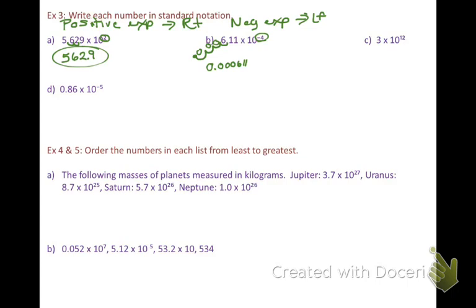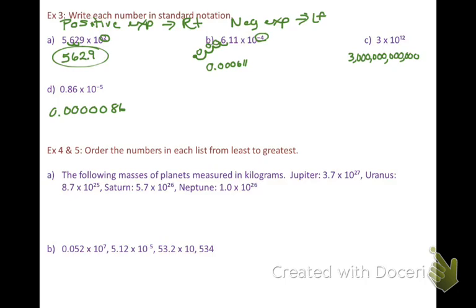I'd like you to try C and D by yourself. Put me on pause and come back to me later. Okay, so for ordering scientific notation, if they're not in scientific notation, you have to put them into scientific notation form first. But on A, they're already in scientific notation form. They are very nice to do that.